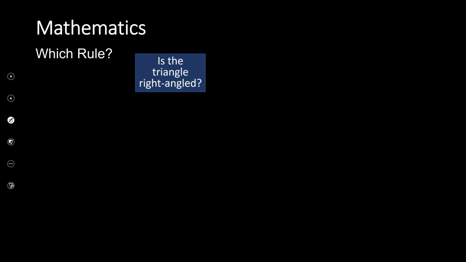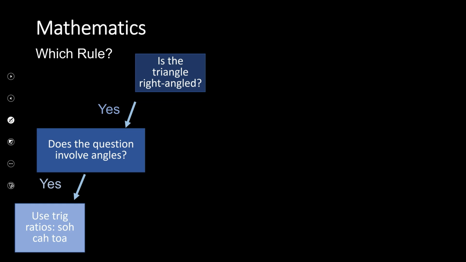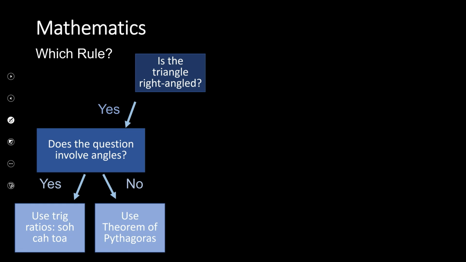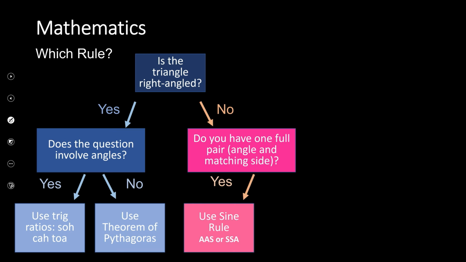So we first check if the triangle is right angled. If it is, then we ask ourselves the question, does it involve angles? If it does, then we use our trig ratios. If it doesn't involve angles, we've got to use the theorem of Pythagoras. Then we have the case where it's not a right angled triangle. We ask ourselves, do we have one full pair? That means an angle and its matching side. If we do, we have the criteria for using the sine rule. So in that case, we'll use the sine rule.